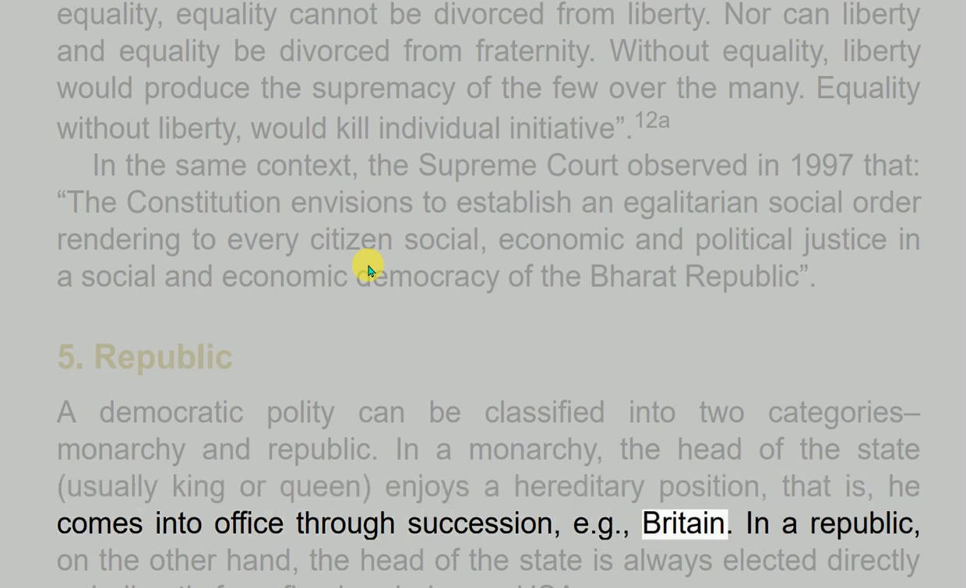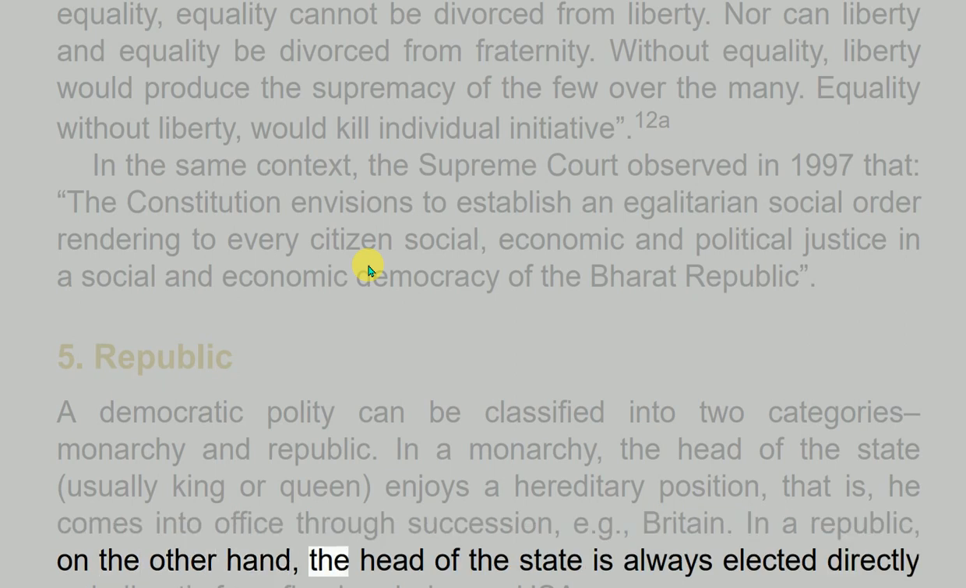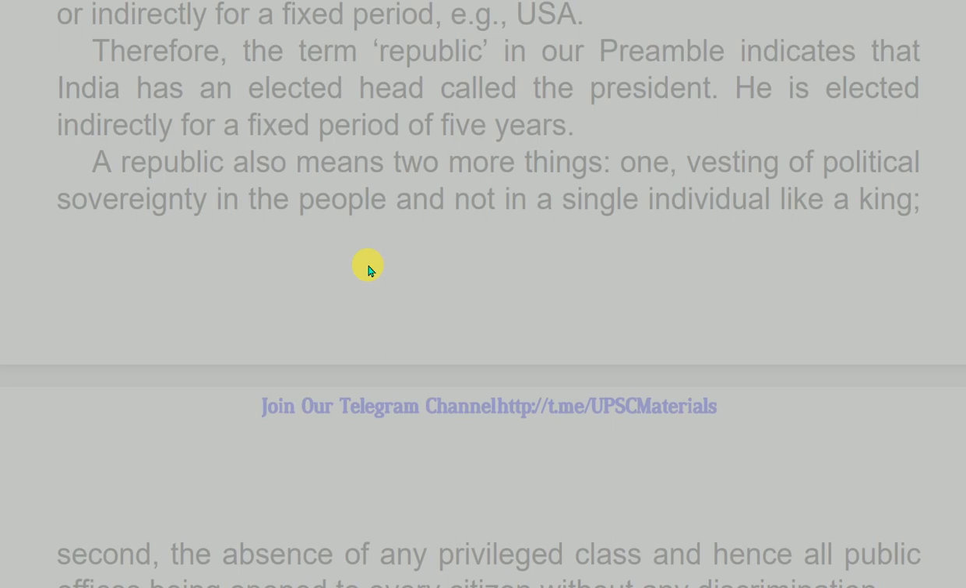In a republic, on the other hand, the head of the state is always elected directly or indirectly for a fixed period, e.g., USA. Therefore, the term republic in our preamble indicates that India has an elected head called the president. He is elected indirectly for a fixed period of 5 years.